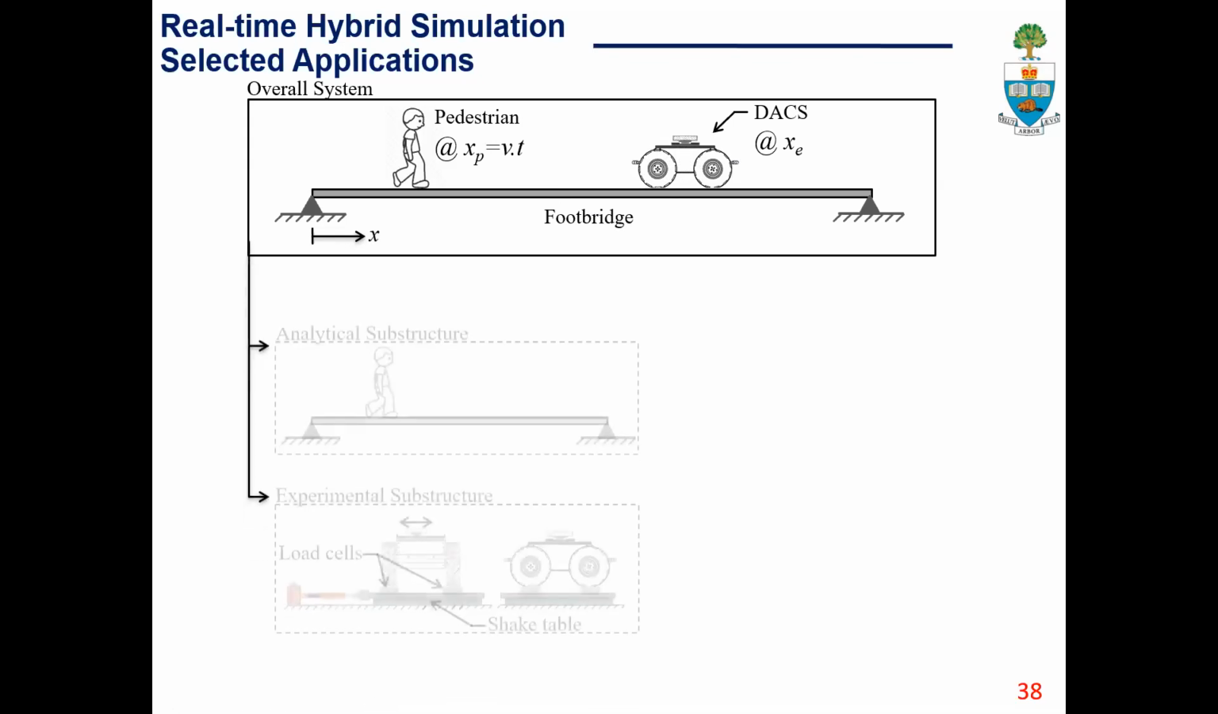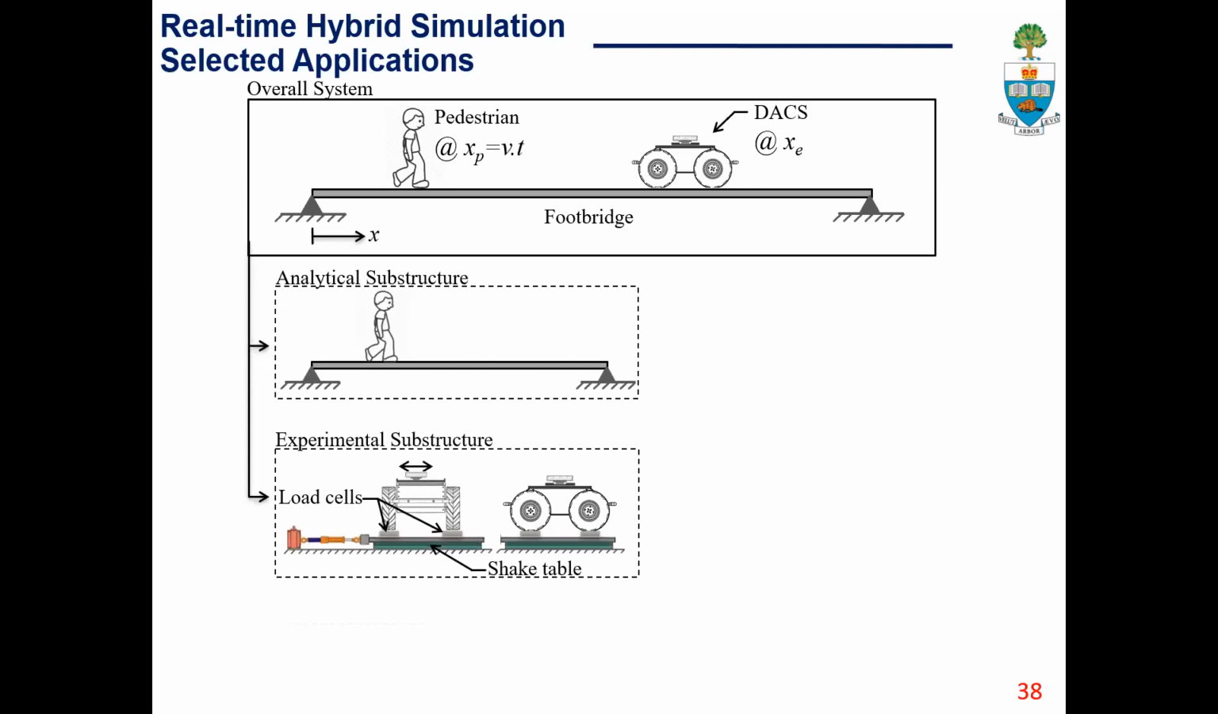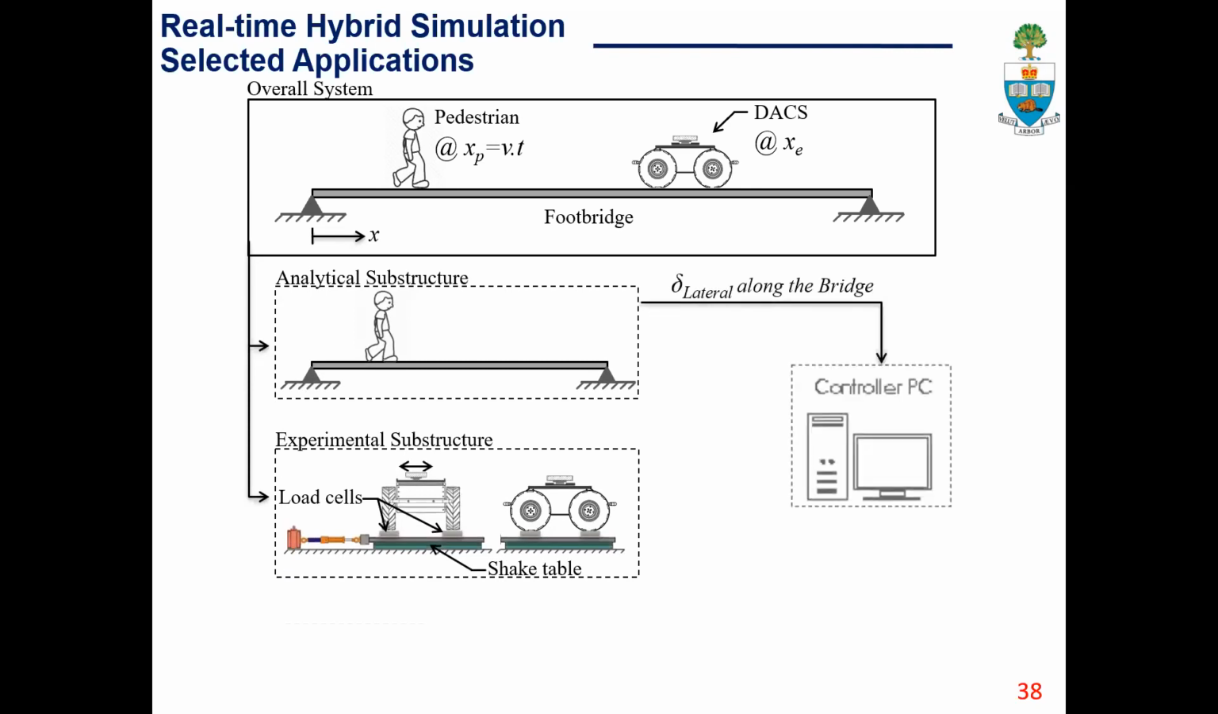So to do the hybrid simulation, we have to consider a few aspects that are different than the regular application of real-time hybrid simulation to lumped building structures where the control devices as well as the loading are stationary. So the hybrid simulation has the same idea. We have to use substructuring.